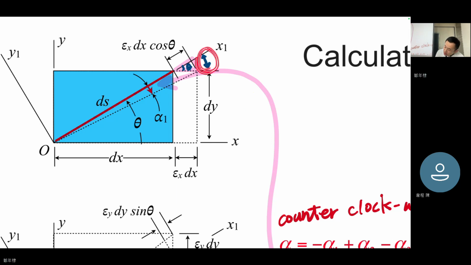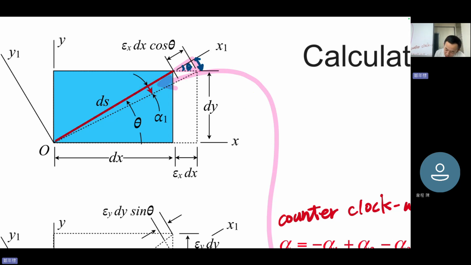This length, the length here, I should here. This triangle height, this one. Okay, we need this one and divide by the ds, and we can get the angle of this.